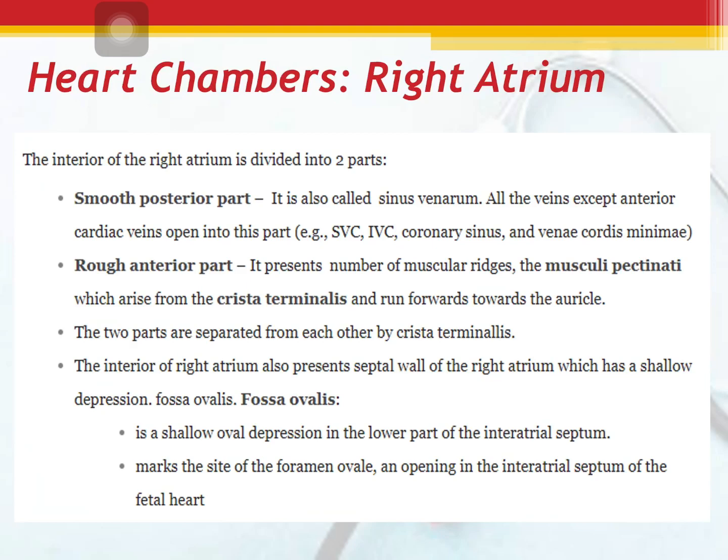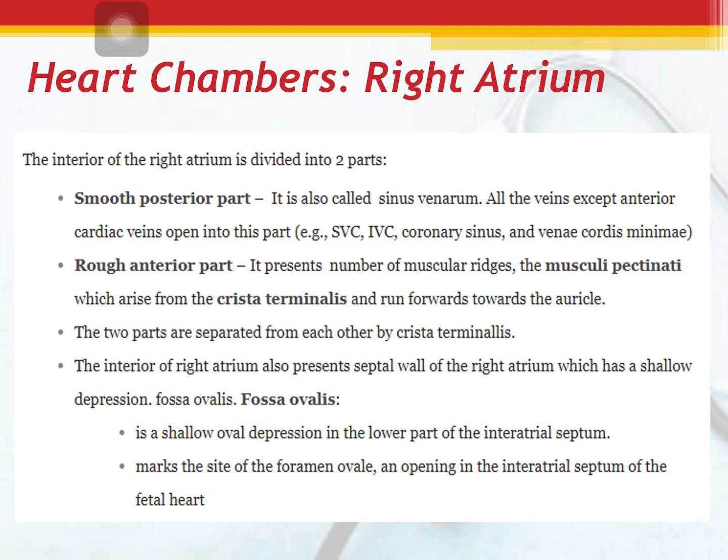Right atrium. The interior of the right atrium is divided into two parts, the smooth posterior part and the rough anterior part. The smooth posterior part is also called the sinus venarum because all the veins except the anterior cardiac veins open into this part. Some of the veins that open in this part are the superior vena cava, inferior vena cava, coronary sinus, and venae cordis minimi.